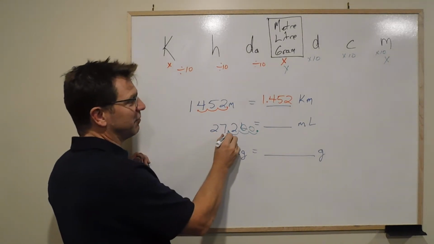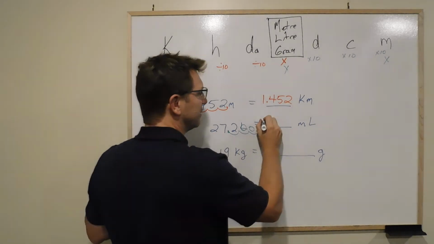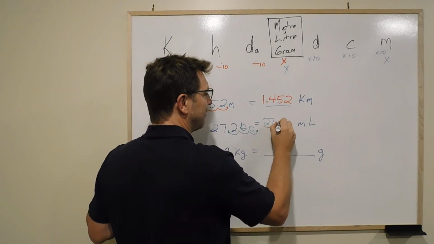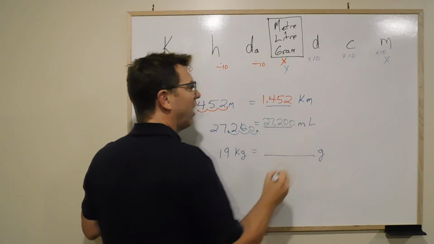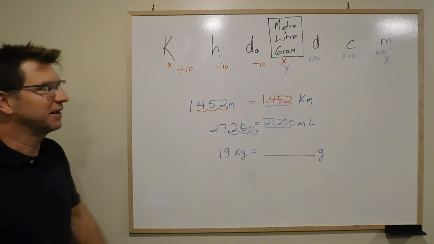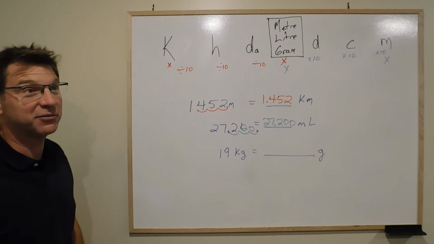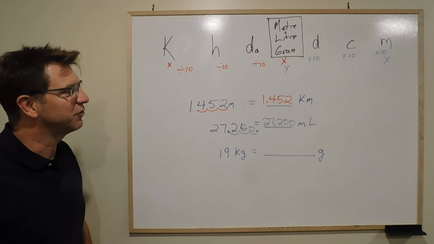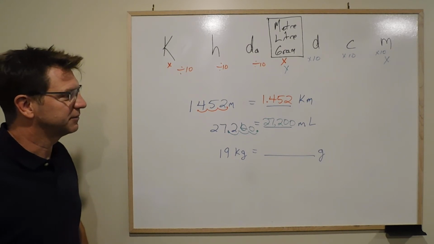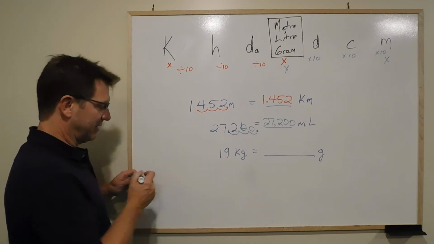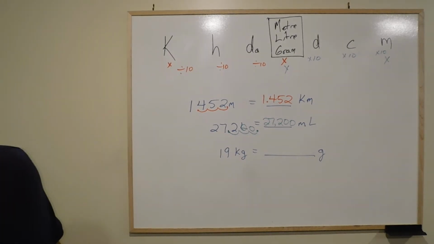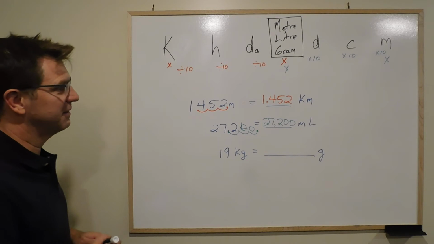So 27.2 liters is 27,200 milliliters. And that is a comma to separate the thousands and the hundreds. It's not a decimal. 27,200 milliliters. Okay. Same thing, last one.